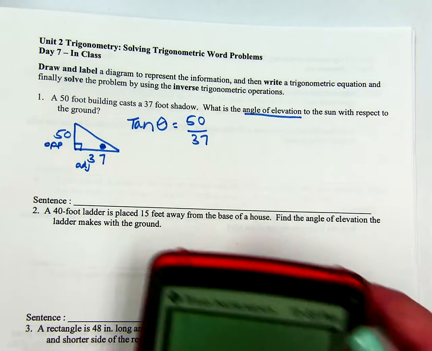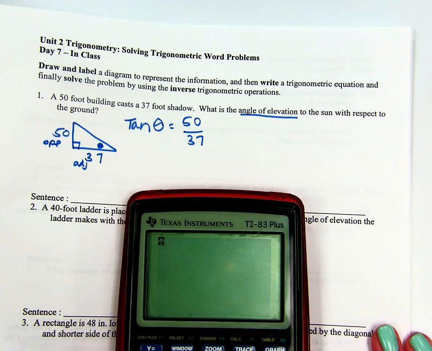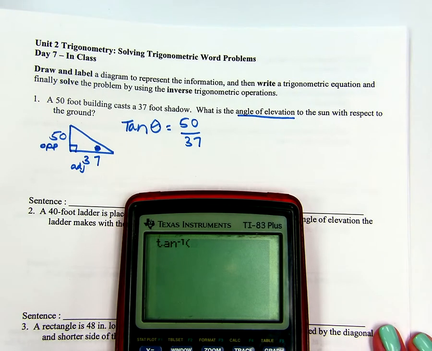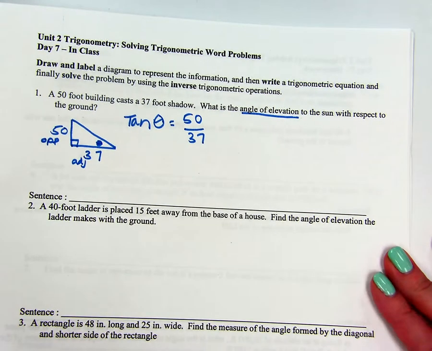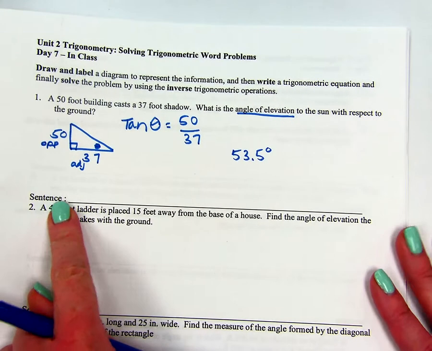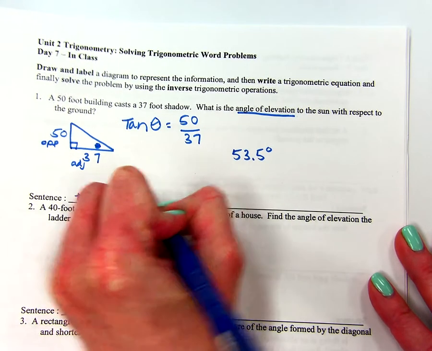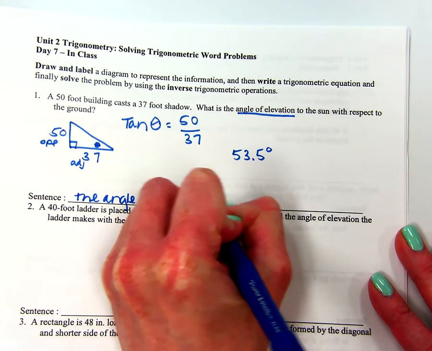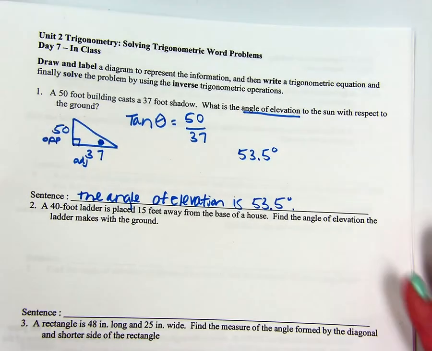So just like you guys did yesterday, you're going to get your calculators out, and you're going to take the second and then hit the tangent button. So you have the inverse or the arc tangent, and then you're just going to plug in 50 divided by 37. And you're going to get 53, let's round to one decimal place, so 53.5 degrees. So remember, you need to complete a sentence for your final answer. So the angle of elevation is 53.5 degrees. And that's number 1.